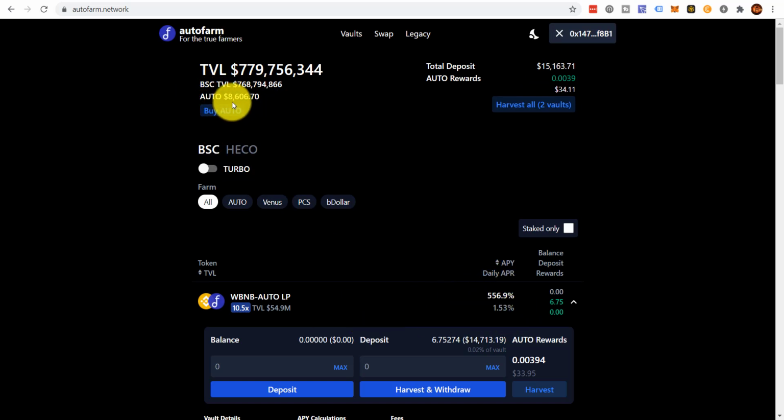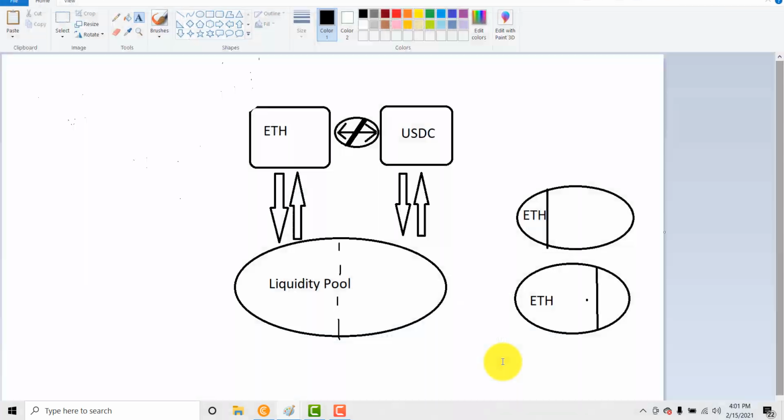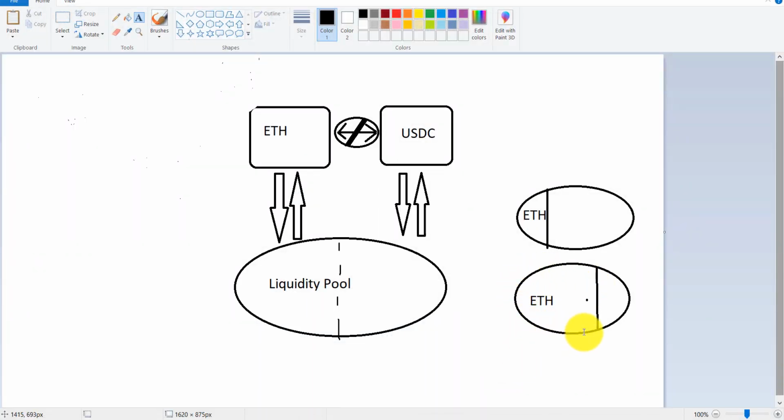If all of a sudden this token just tanked, then I'm going to be left with a bunch of worthless tokens. This would matter if their token wasn't holding its value. It means that I would have a token that would be worthless, the Auto token, if the price suddenly tanked.